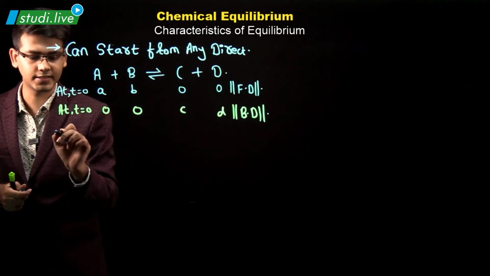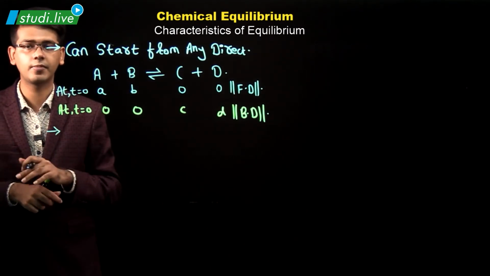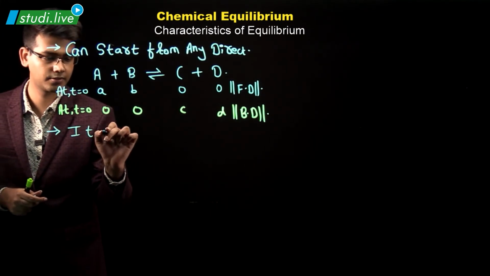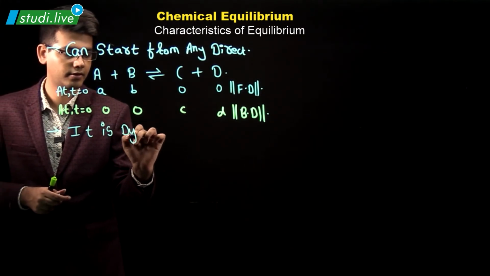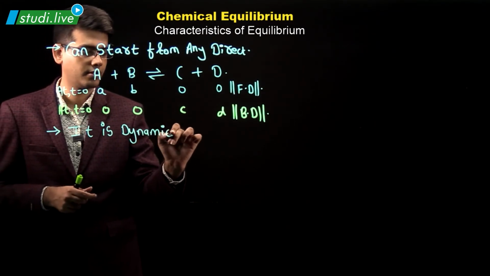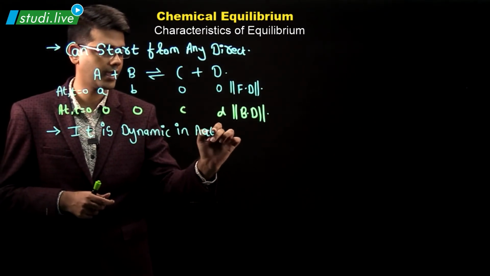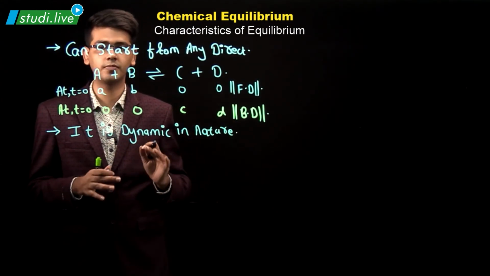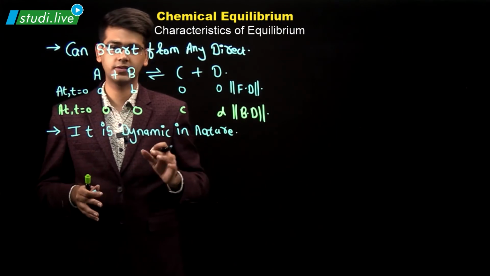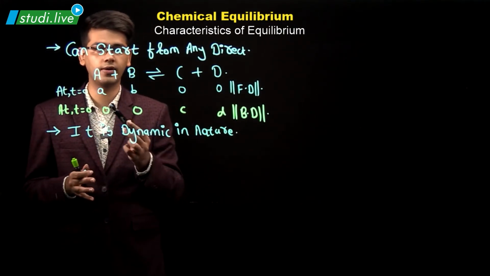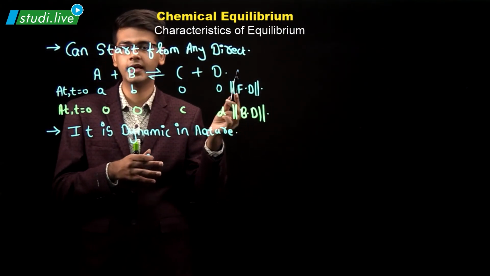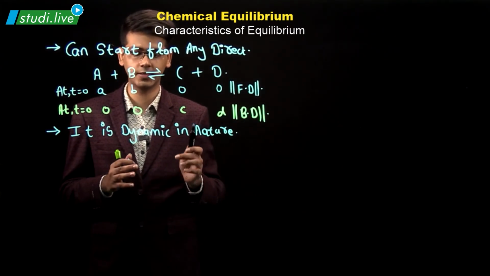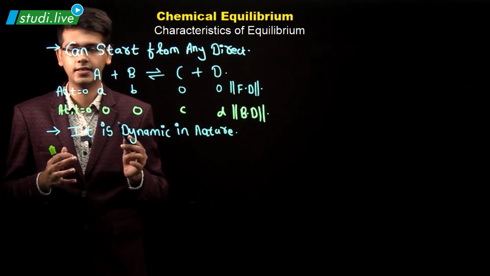The next important characteristic with respect to any chemical equilibrium is that it is dynamic in nature. Dynamic in nature simply means that once the equilibrium point has been achieved, it does not mean that the reaction will be 100% stopped. The reaction will continuously go to and fro. It will go from A plus B to C plus D, and the reaction will come from C plus D to A plus B. That is, it is dynamic in nature and not static in nature.